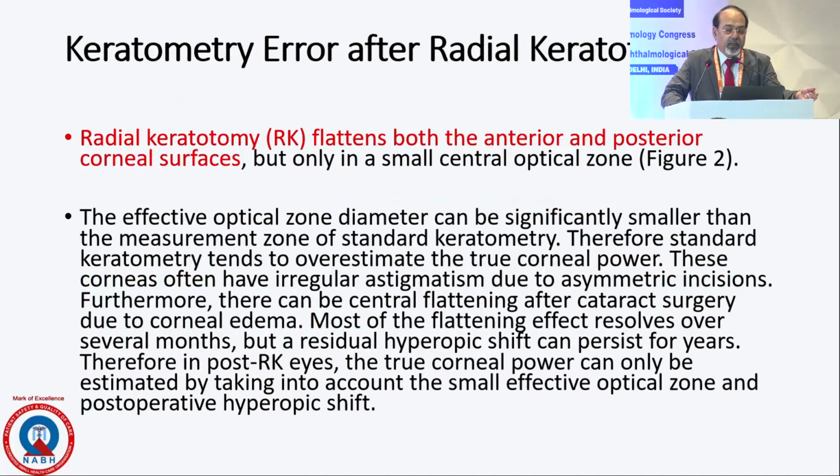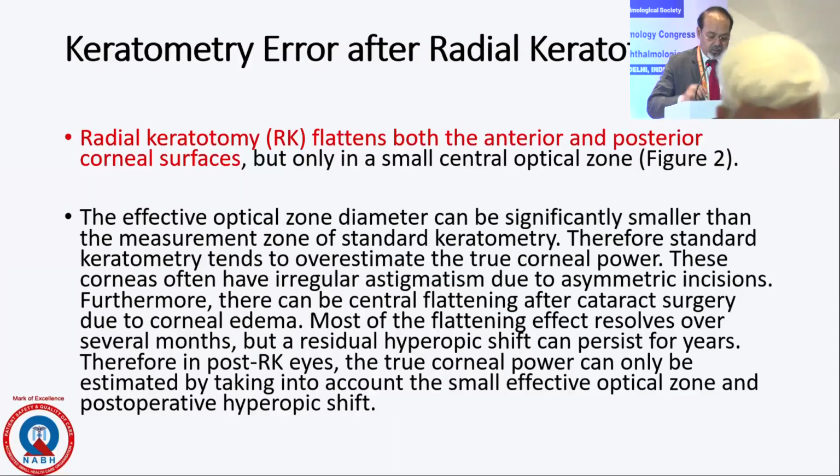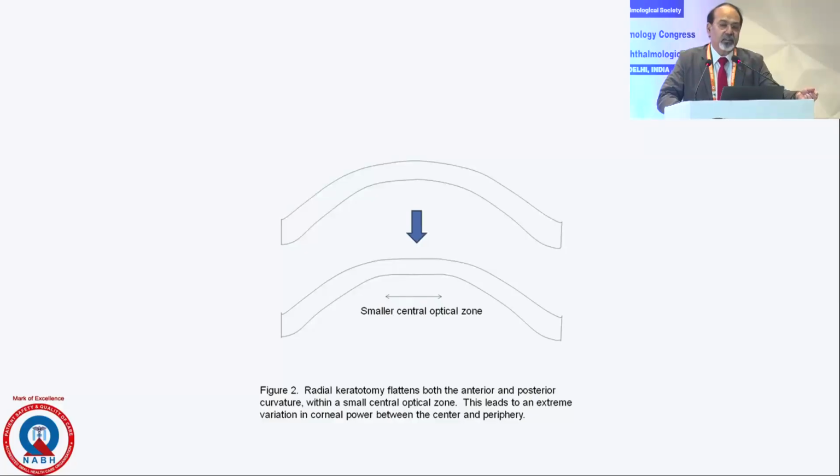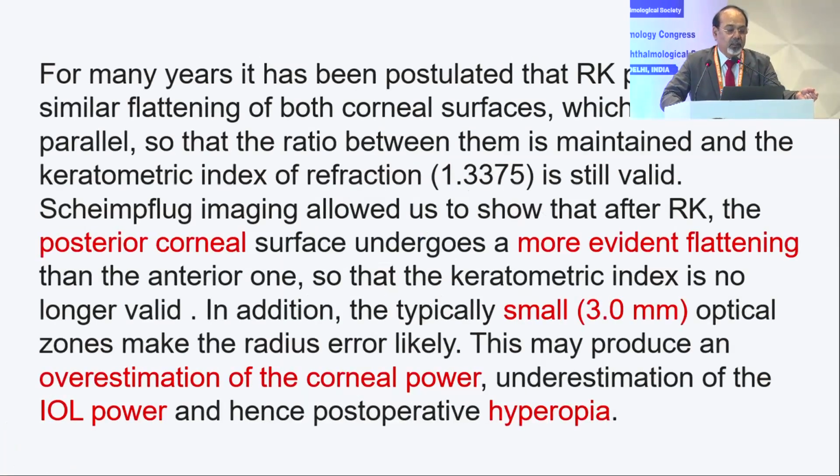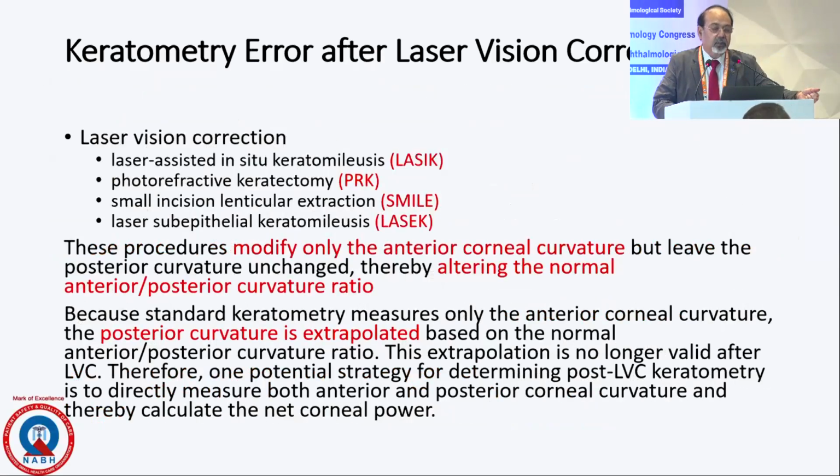Radial keratotomy flattens both the anterior and posterior corneal surfaces. There is not much of a difference in the anterior posterior corneal curvature relationship, but the problem is the small optical zone, which is what we have to measure. In RK, the posterior corneal surface undergoes a more evident flattening, and this causes overestimation of the corneal power, and the IOL power becomes hyperopic.